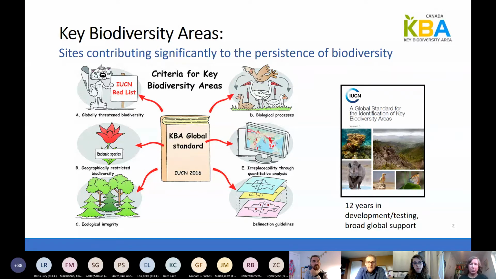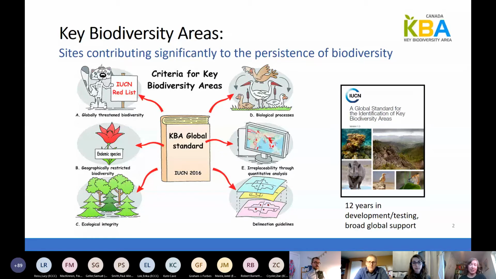Criterion D is biological processes. So these actually capture sites where species gather. This one's very focused on species, not ecosystems, but where species gather in very large numbers throughout their life cycles or processes. That includes things like migratory stopovers for birds, caribou calving sites, bat hibernacula, and things like that. So you can see that there's a range of biodiversity elements that are captured through this standard. One thing that I should note is that it's very much a site-scaled approach. So it's not the be-all and end-all. It is one tool to capture sites that are important for the persistence of biodiversity.